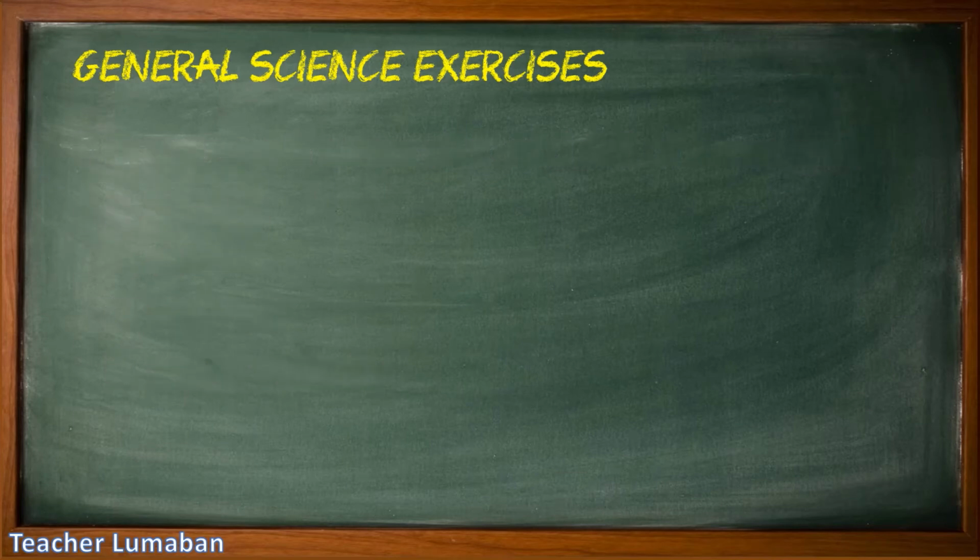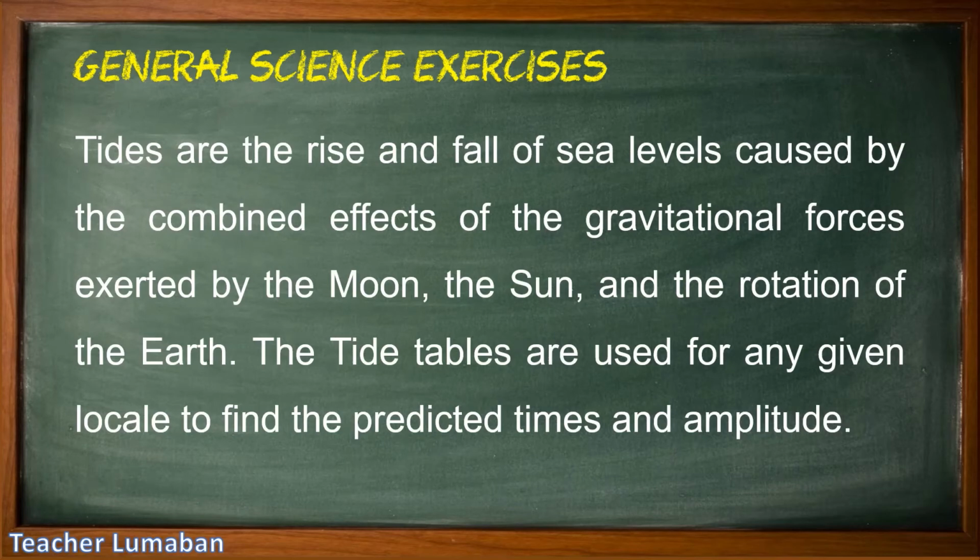Tides are the rise and fall of sea levels caused by the combined effects of the gravitational forces exerted by the Moon, the Sun, and the rotation of the Earth. The tide tables are used for any given locale to find the predicted times and amplitude.